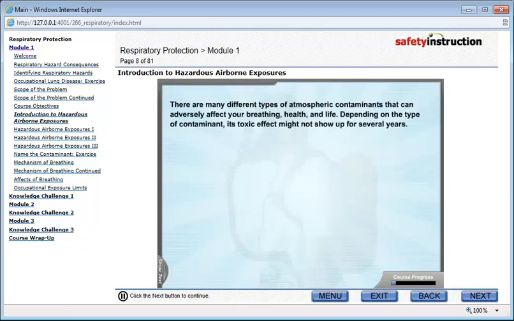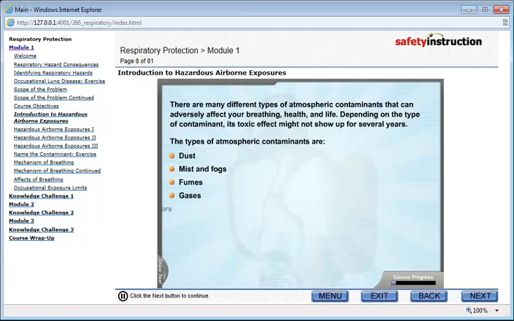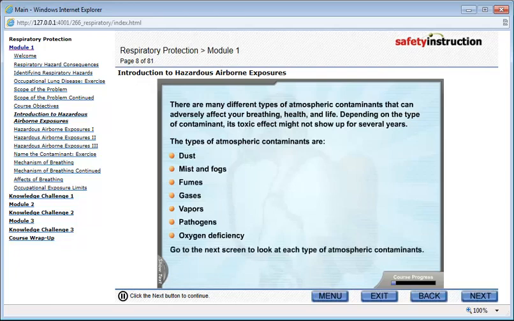There are many different types of atmospheric contaminants that can adversely affect your breathing, health, and life. Depending on the type of contaminant, its toxic effect might not show up for several years. The types of atmospheric contaminants are dust, mist and fogs, fumes, gases, vapors, pathogens, and oxygen deficiency. Go to the next screen to look at each type of atmospheric contaminants.